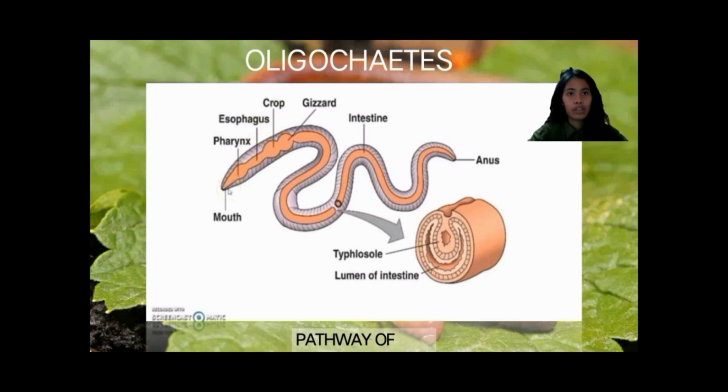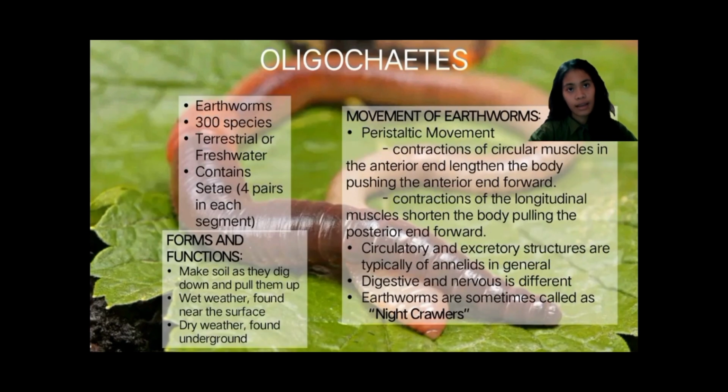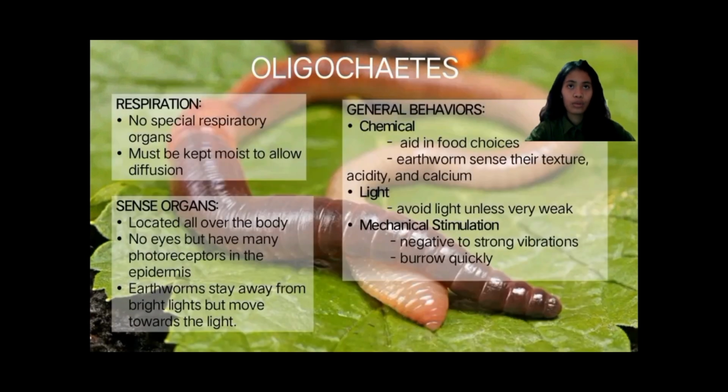So in respiration, earthworms have no special respiratory organs. They must be kept moist to allow diffusion. So that's what I said earlier. In dry weather, they have to stay deeper in the soil, compared to wet weather, where they don't need to be deeper because the wetness of the soil is keeping them moist.